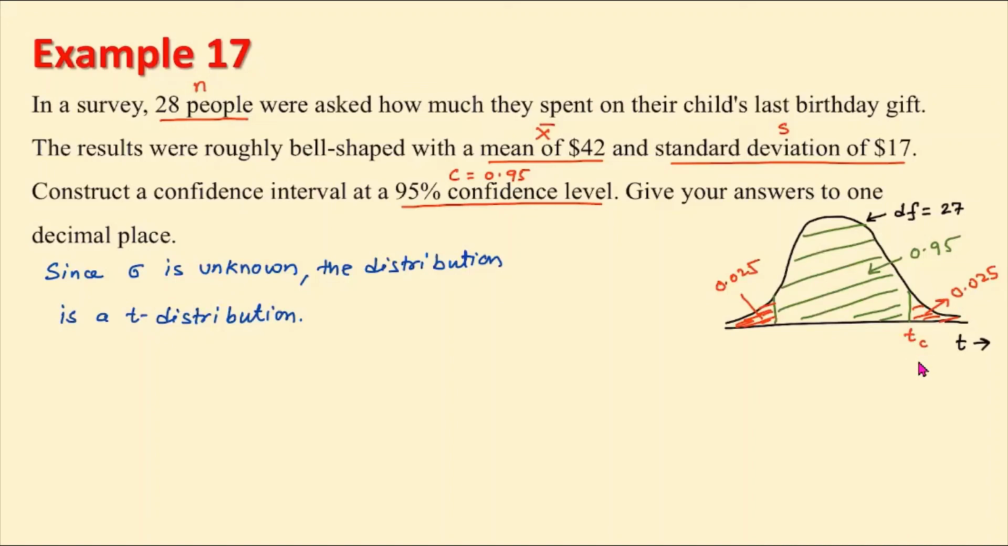Now, in order to find t critical, we go to inverse in our calculator. We go to second vars and choose inverse t, because this is a t distribution, and then we write the area to the left. The area on the right is 2.5%, so the area on the left is 97.5%.